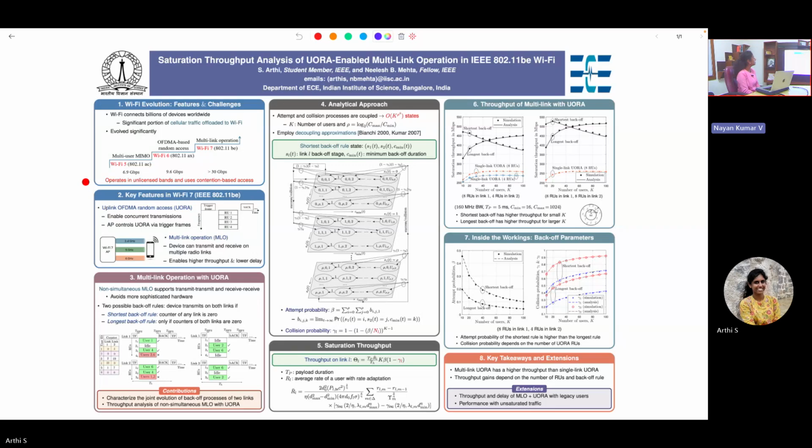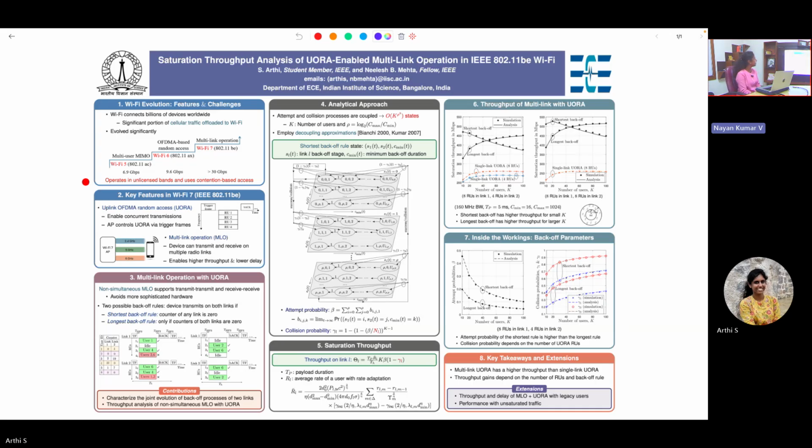Hi everyone, I'm Arthi. I'll be presenting our work on saturation throughput analysis of UORA-enabled multilink operation in IEEE 802.11be Wi-Fi. This work was recently presented in IEEE ICC Conference 2026.